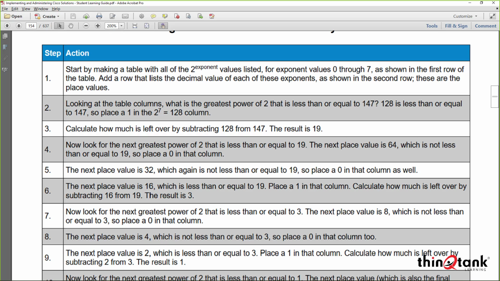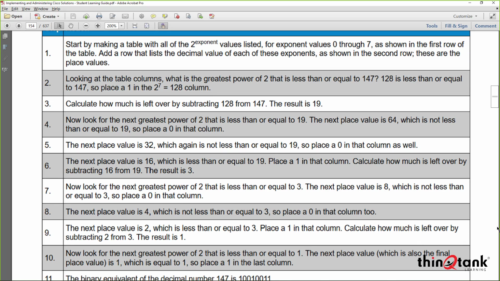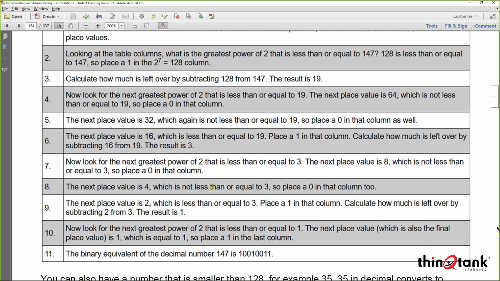Now I'm going to look for the greatest power of 2 that's less than 19, and I'll keep doing that until I reduce it all the way down to 0. All right? And then that becomes my binary string. It becomes muscle memory after a while, by the way. You just do it, and it becomes kind of second nature after you've done it for a while.